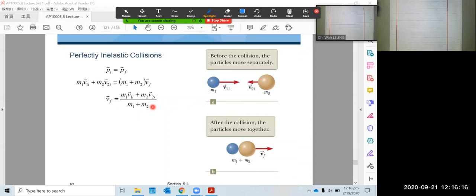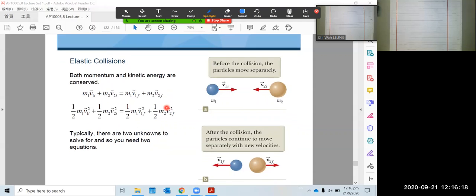For the case of the elastic collision, it is more complicated. I will not go into the details, but the general concept is you have two equations. The first one is the conservation of linear momentum. Second one, conservation of kinetic energies.